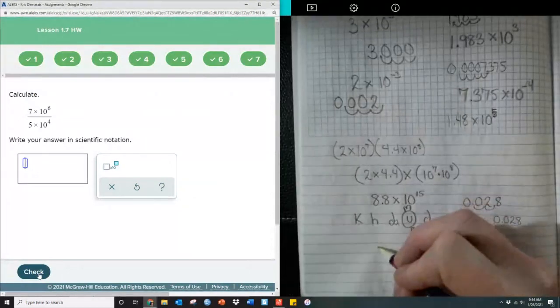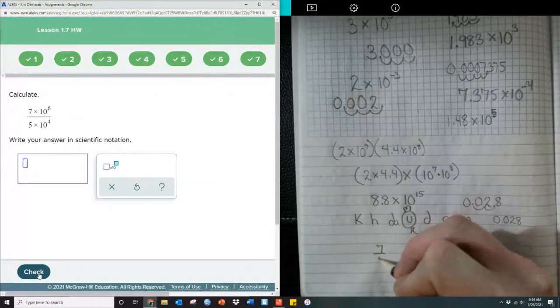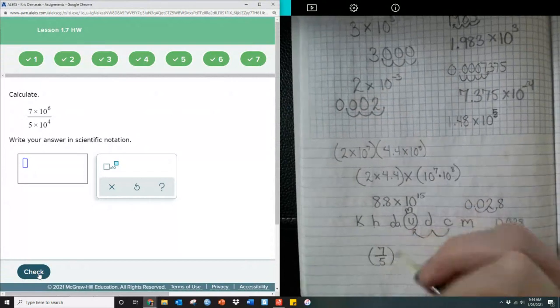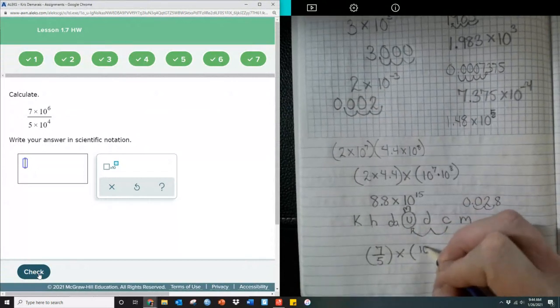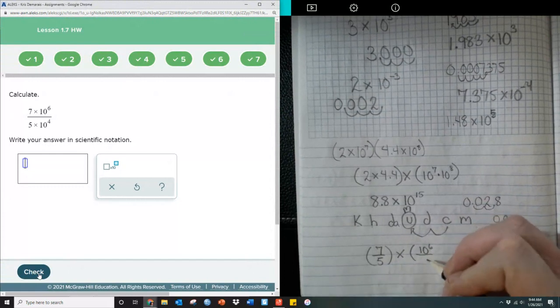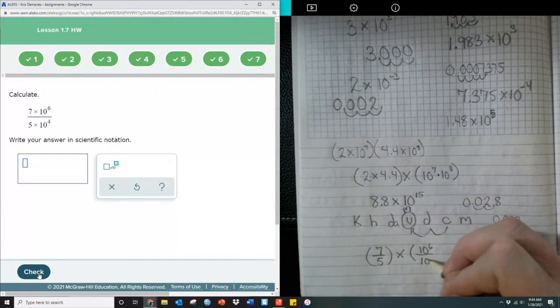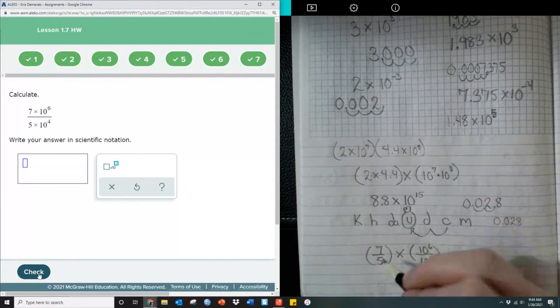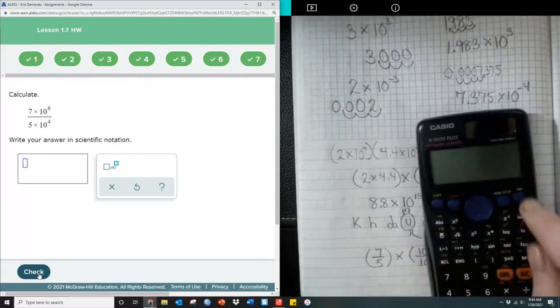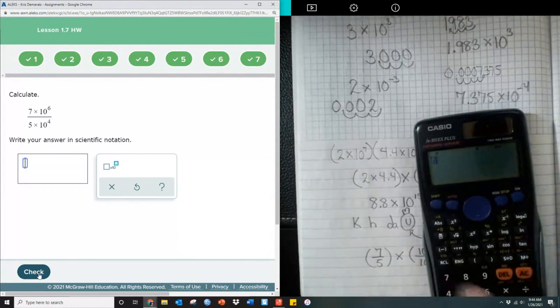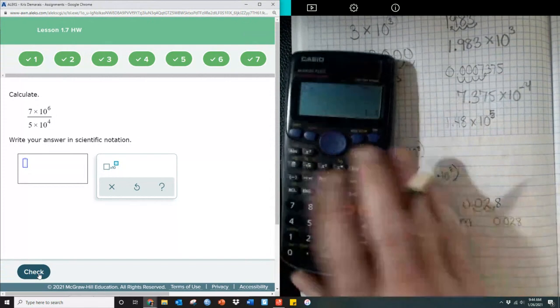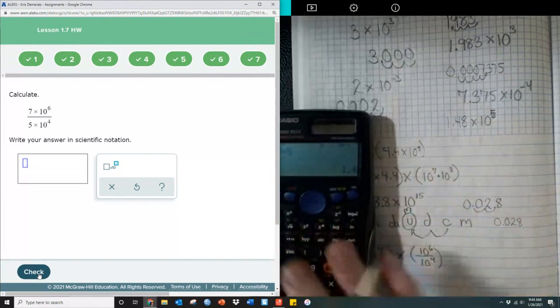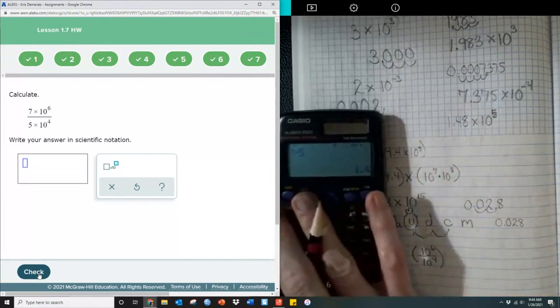Now for division, we treat it as this times, and then we're looking at 10 to the 6th divided by 10 to the 4th. Now, when we calculate the quotient of this, we get 7 divided by 5, we get 1.4. So 1.4 is what we calculated that to be.